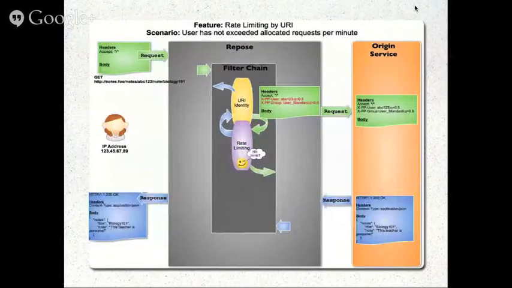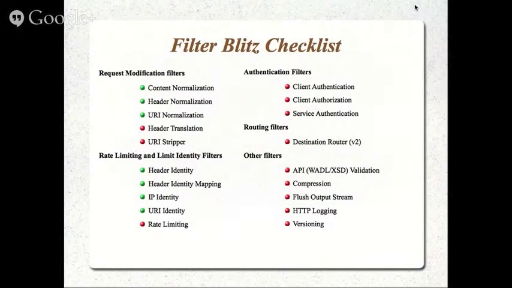And then based on that, with rate limiting configured to look for that specific group, it'll know that the user defined by ABC123 has or has not met their limits, and in this case has not, so it forwards on the request to the origin service. And that is it for identity filters.